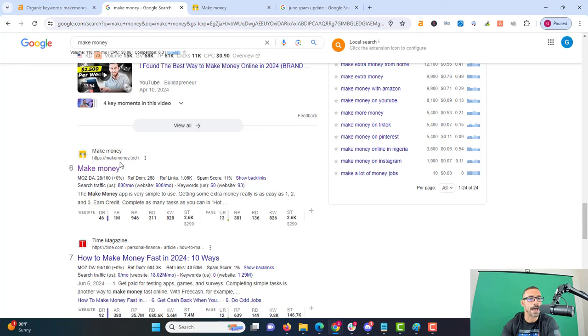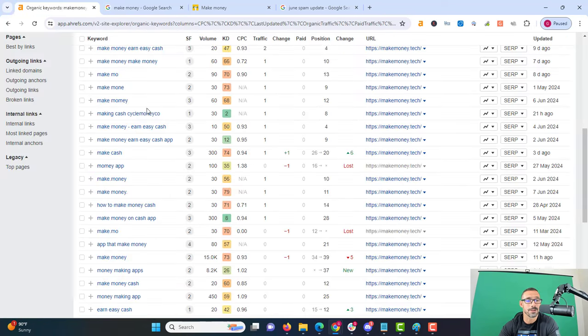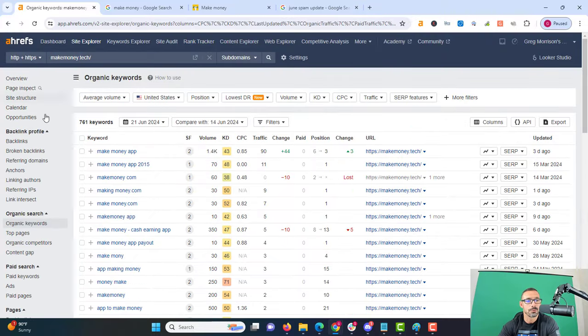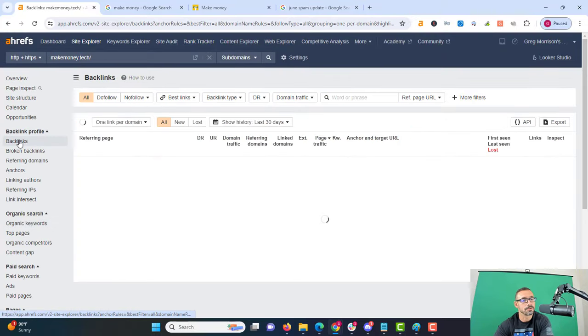Even if they roll this back, even being on page 4 with 300 referring domains is massive, right? Because you saw the rest of the first page, and these guys are now on page 1, number 6, with 311 referring domains. Let's go take a look at their links. I want to see the quality of their links. Let's just take a look.